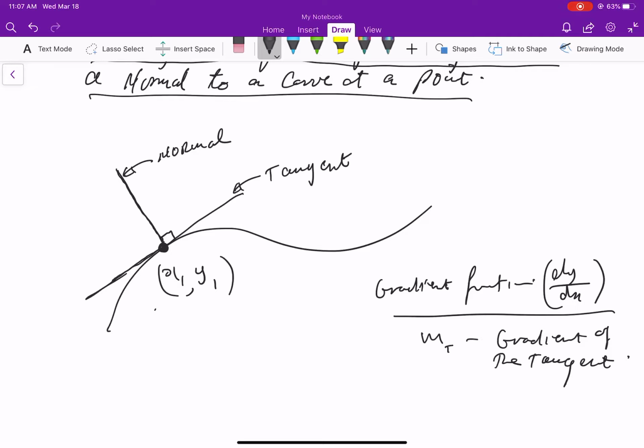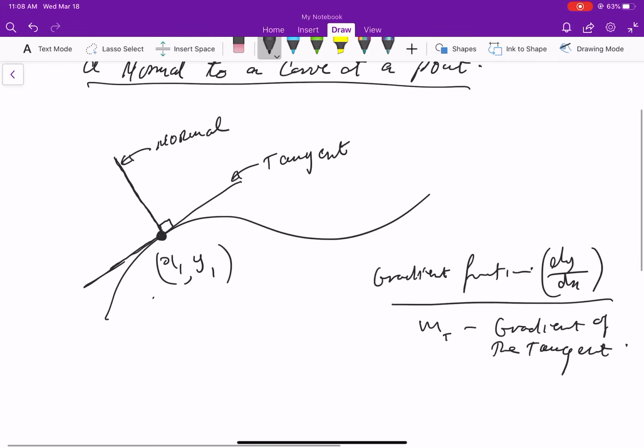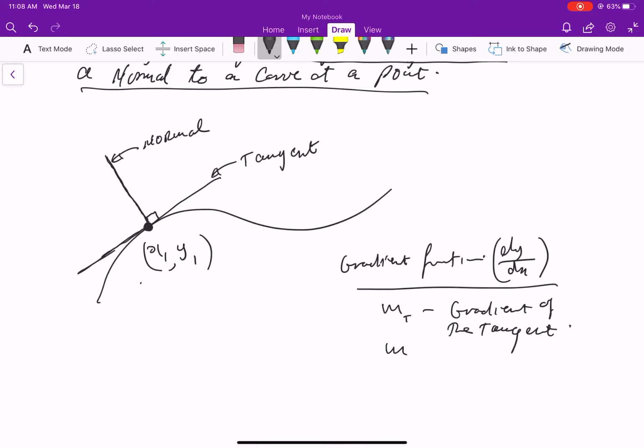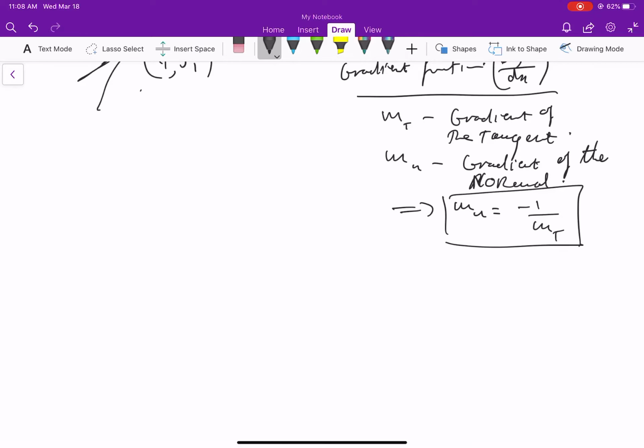By definition, the normal is a line that's perpendicular to the tangent. And therefore, if I wanted the gradient of the normal, everybody knows for two lines that are perpendicular, the product of their gradients must be -1. So if m sub n represents the gradient of the normal, then that would mean that m sub n is equal to -1 upon m sub t. We learned that from our basic coordinate geometry. When did we do that? I think when we were doing the circle.